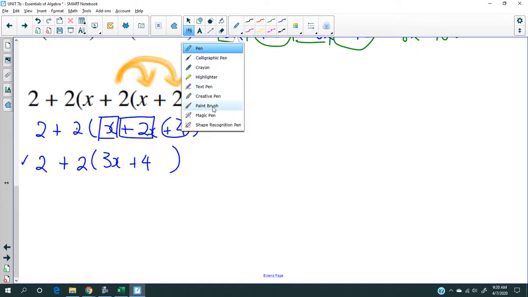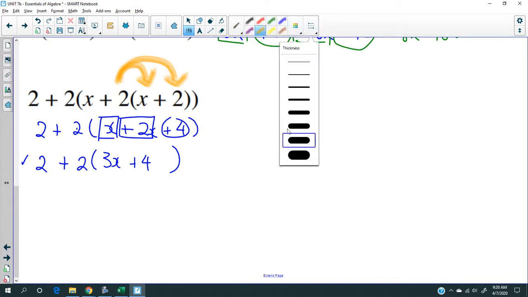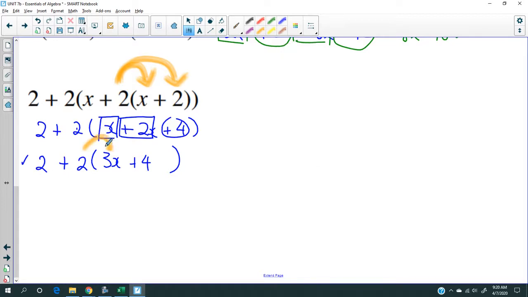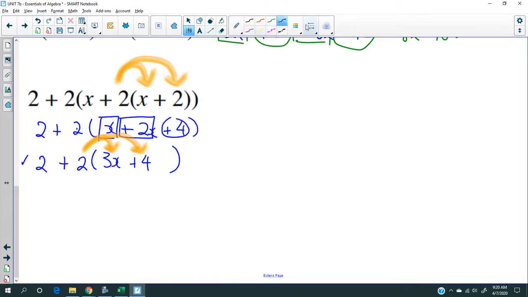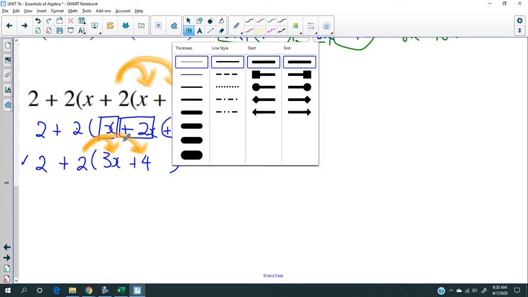Okay, so let's go back to the paintbrush. Okay, all right, using this paintbrush really cheered me up today. I don't know why, it's just so cool looking. It reminds me of a children's book.